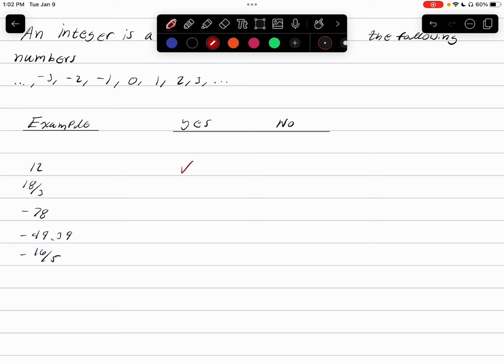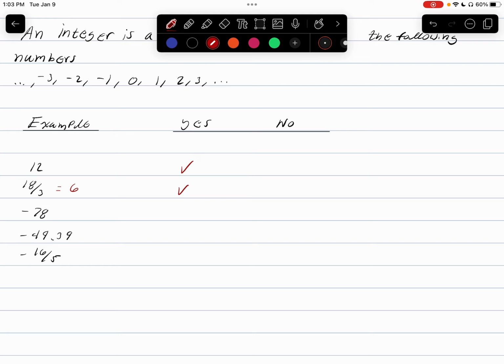Okay, let's take a look at this next one though. How about 18 over 3? Now, at first appearance, this may not seem to be an integer because it's written as a fraction. You don't really see that anywhere on the number line. But we can rewrite 18 over 3 as just the number 6. To see this, we can just divide 18 by 3. 18 divided by 3 is 6, and to go backwards, we can multiply 6 by 3 to give us 18. Okay, so since we can write 18 over 3 as a whole number, specifically here the number 6, we would say that this is an integer.